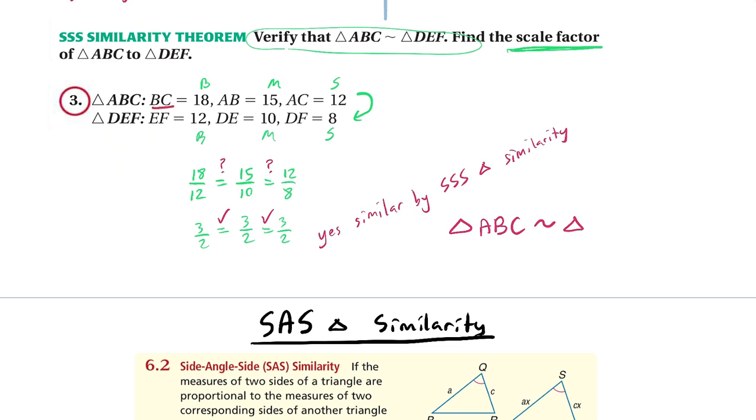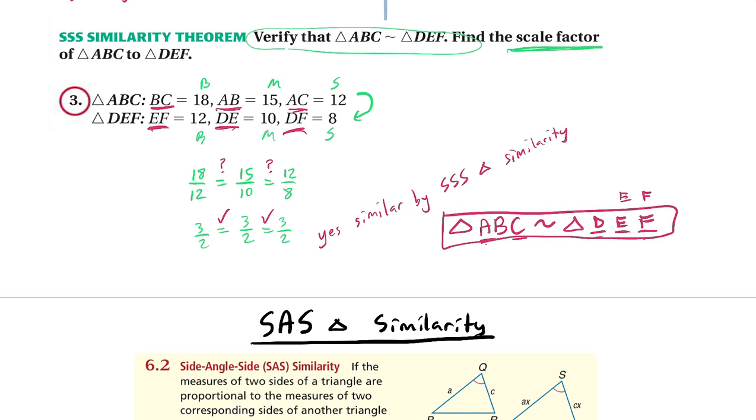So BC matched EF, so out of the 3 letters, we know the E and the F go here, okay? And then AB matches with DE. That means it was D, then E, then F. And just to check, AC goes with DF. Yes, that's the order. Ooh, that was kind of a fun little puzzle there.